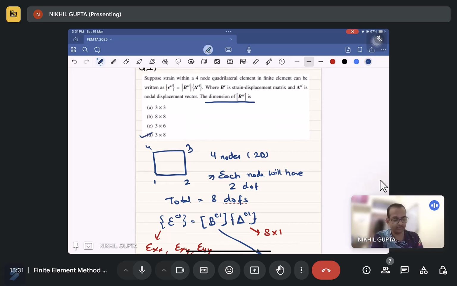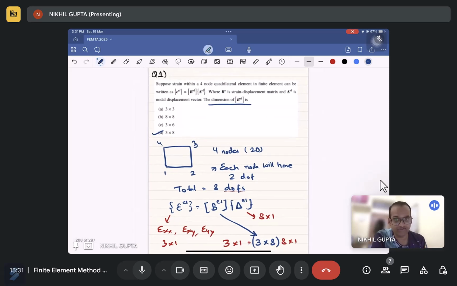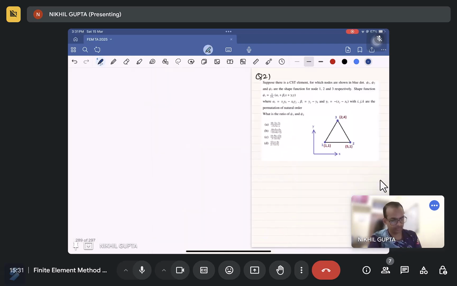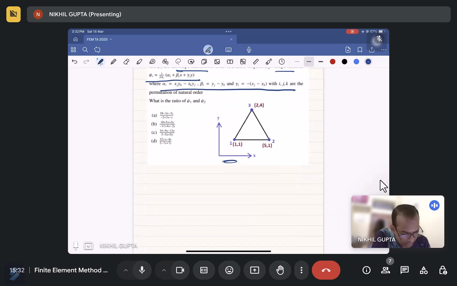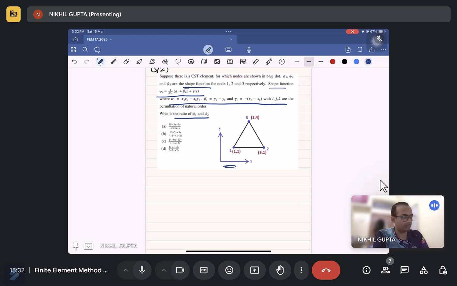Is it clear with everyone, or was I fast? Yes, it's clear. Okay, let's take question number 2. Suppose there is a CST element shown in this figure, for which nodes are shown in blue dots. Xi1, xi2, xi3 are the shape functions, and the values of alpha, beta, gamma are also given, and you have to find the ratio of shape functions. So let's start solving the problem.